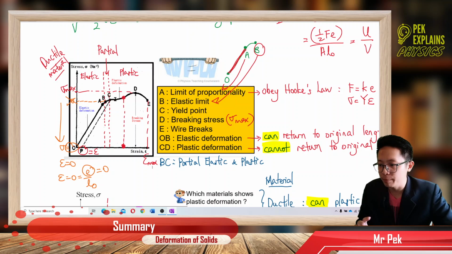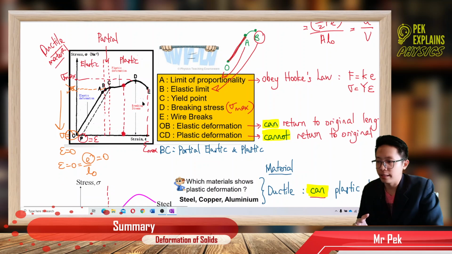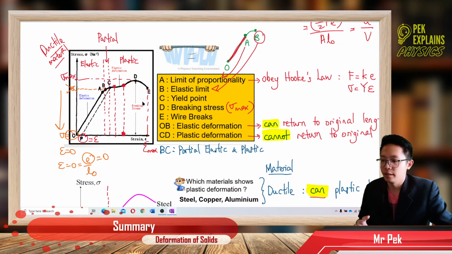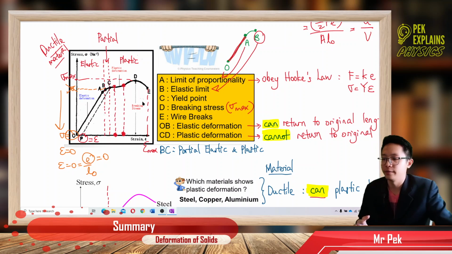You elongate after point C. For example, let's say like this point here. It shows permanent elongation. The graph doesn't go back. Instead, it goes down over here. If you elongate after point C until here, the wire cannot go back to O, but goes to the permanent strain here. It just goes down.